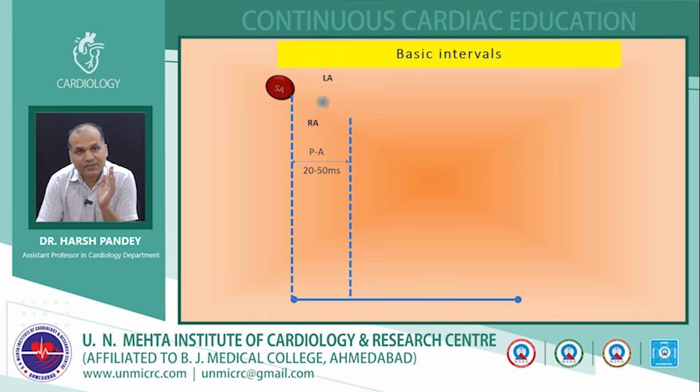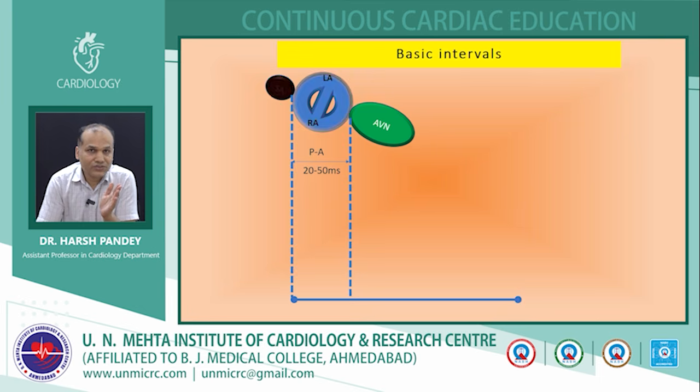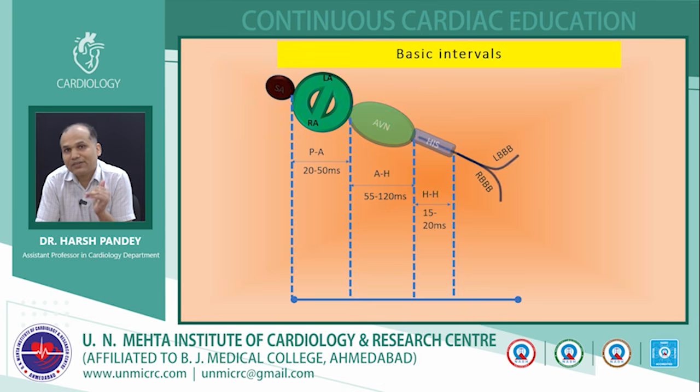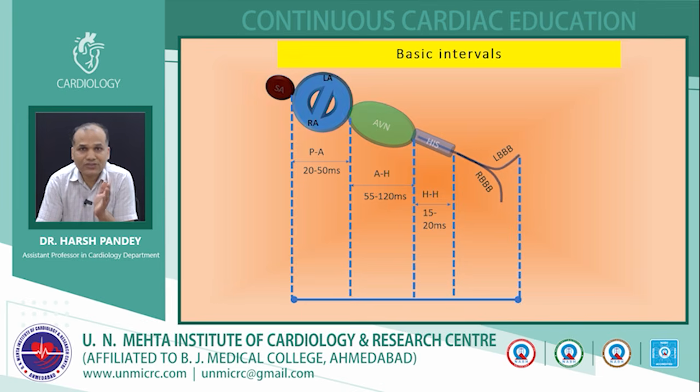From atrial depolarization, the impulse will then travel through the AV node. From atrial depolarization till the onset of the His system, it will take around 55 to 120 milliseconds. It is known as the A to H interval. The His system itself will take some amount of time to depolarize. It is known as the H to H interval. It is roughly around 15 to 20 milliseconds. From the His bundle to the right bundle and the left bundle, the impulse will travel, and subsequently it will reach the ventricular myocytes. So from the H to the ventricle depolarization, it will take around 35 to 55 milliseconds. It is known as the H to V interval.